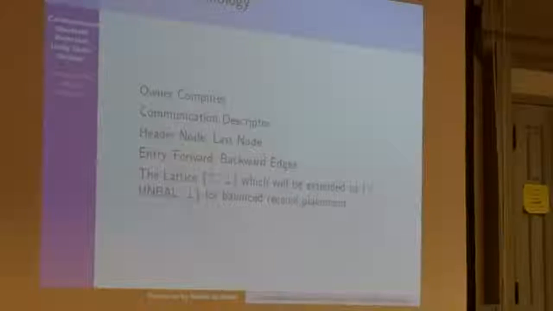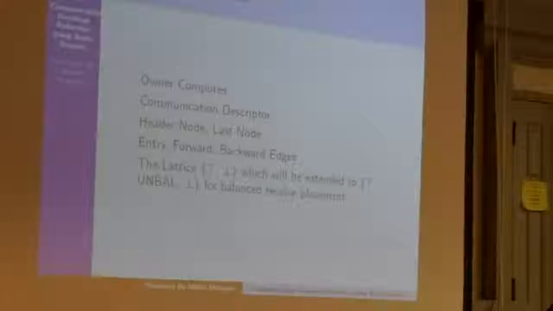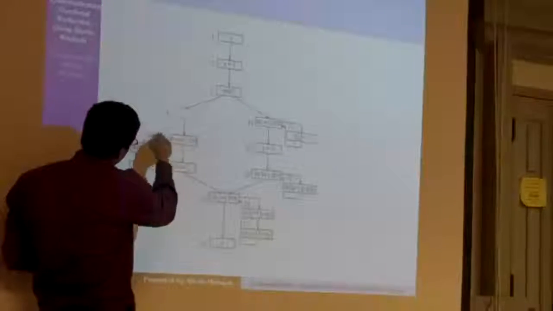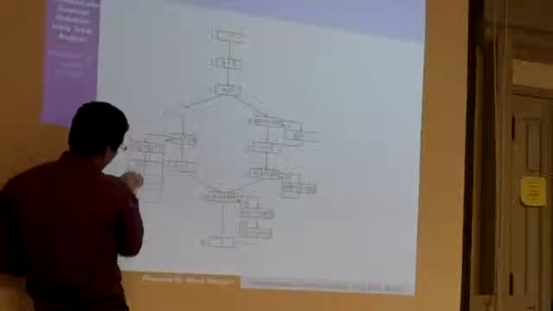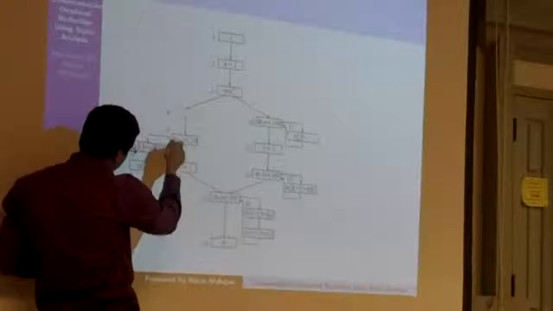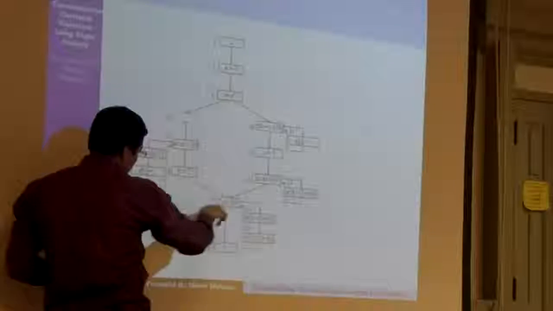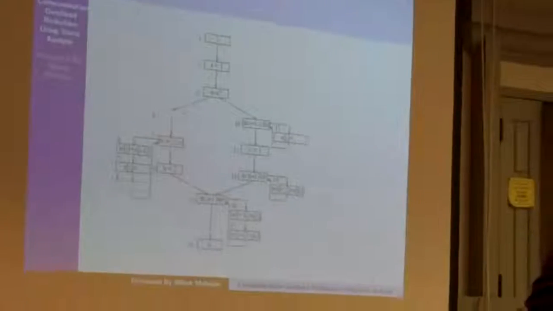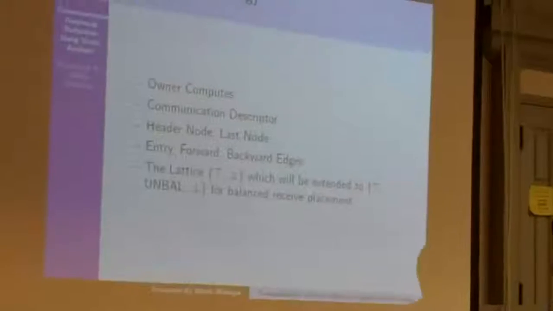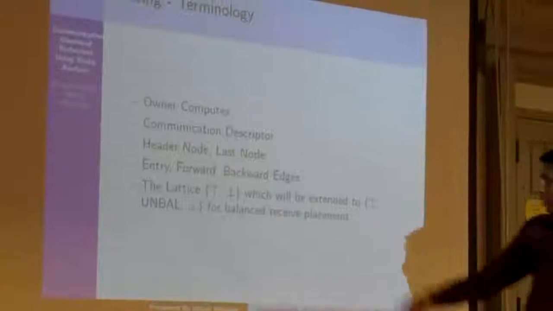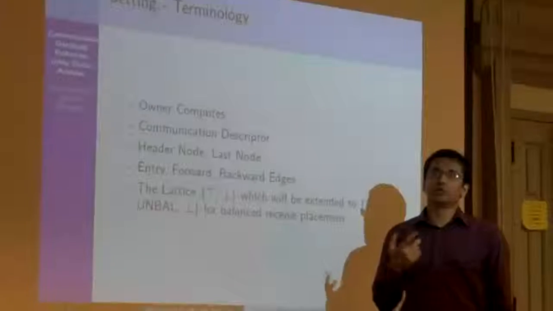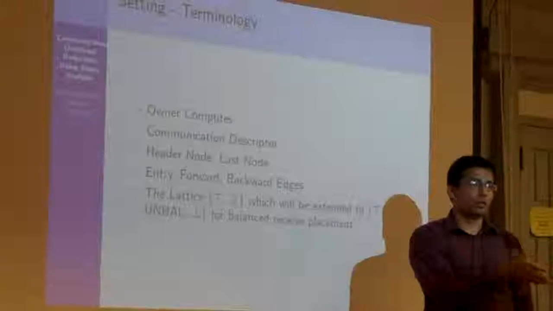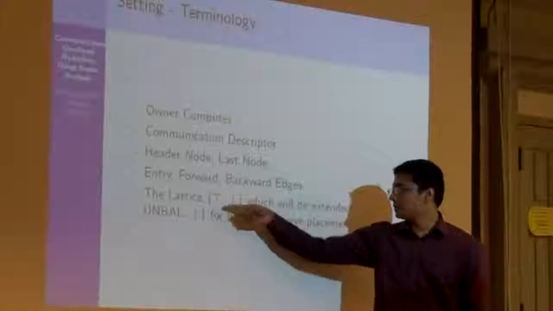Then, as I said, there are header and last nodes, and there are these particular edges. This is the entry edge from the header to a node in the loop, and this is the backward edge. All other edges are forward edges. That is some terminology. Finally, we have just two elements in the lattice, top and bottom, to start with, because for send placement we just need to know whether placing a send at a node is safe or not. So that is the binary decision there.